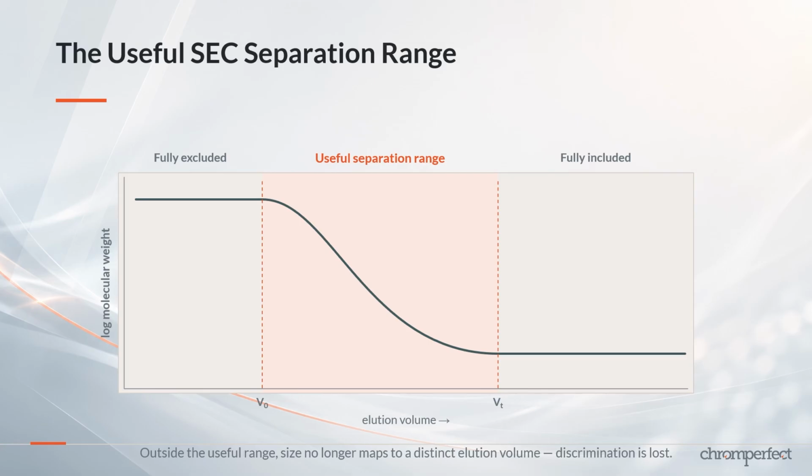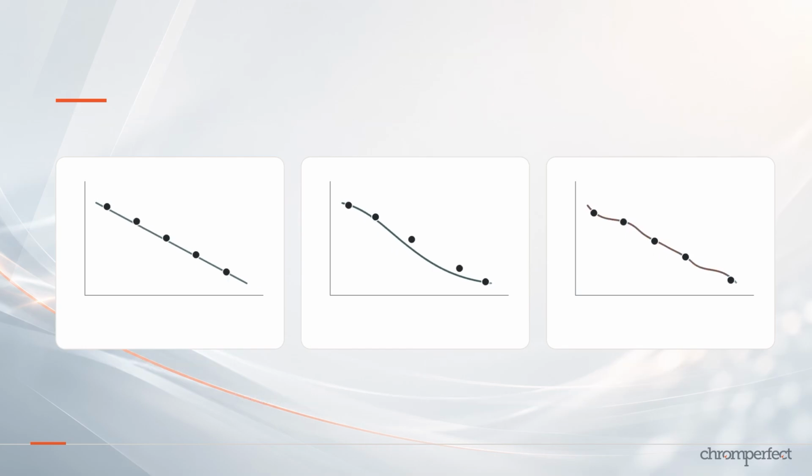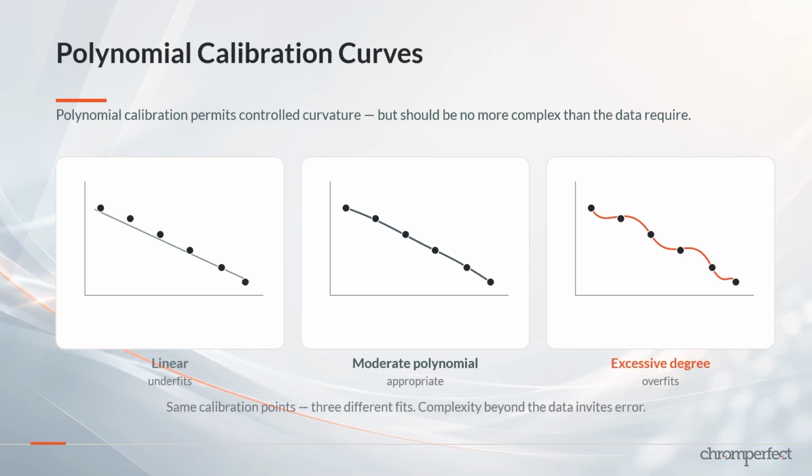The calibration relationship is often approximately linear when logarithmic molecular weight is plotted against elution time or volume. However, it is not necessarily perfectly linear across the complete working range. The relationship may curve near the limits of the column, or when the packing contains a complex pore size distribution. Chromperfect therefore supports polynomial calibration curves rather than requiring every calibration to be linear.